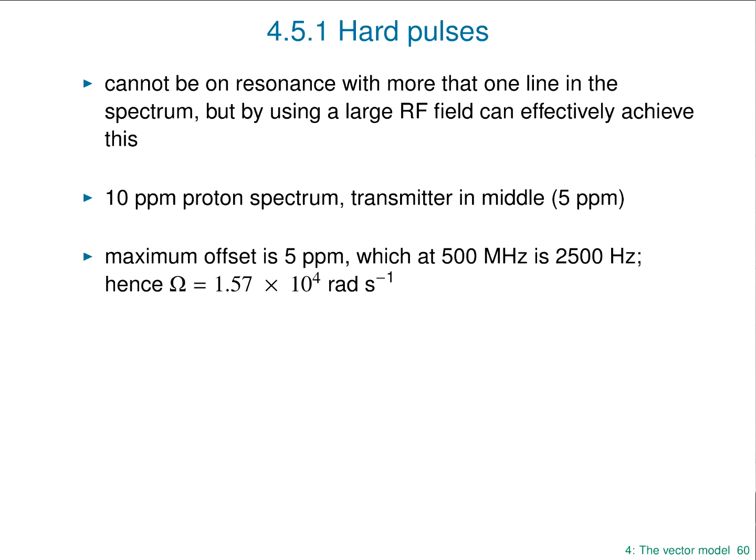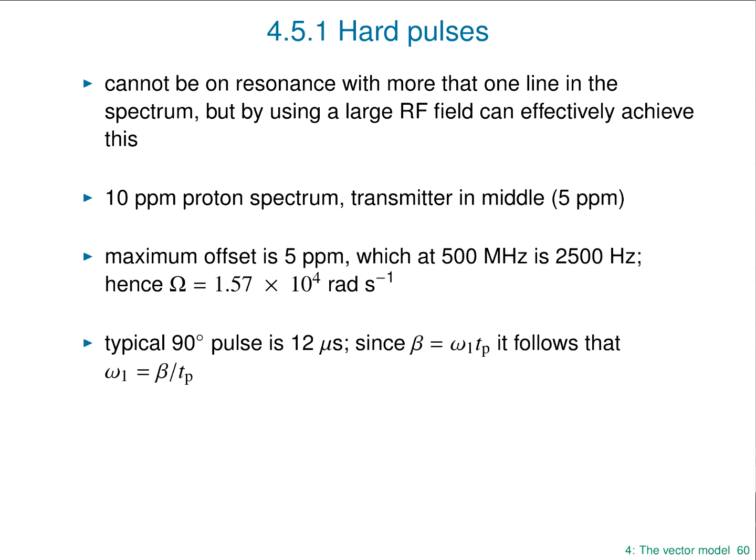Then the largest offset you could have would be 5 ppm, right? Because a peak at 0 would be 5 ppm away, and a peak at 10 would be 5 ppm away. And let's imagine it's a 500 megahertz spectrometer, so 5 ppm translates to 2,500 hertz. So the maximum offset, omega, is 1.57 by 10 to the 4 radians per second. I would get that just by multiplying the 2,500 by 2 pi.